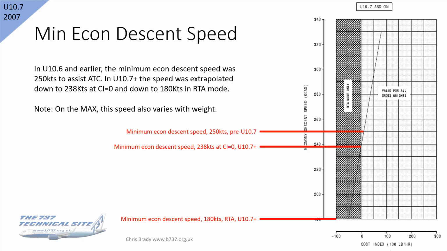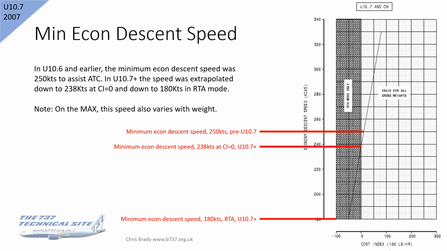The minimum econ descent speed has been reduced. Pre 10.7, the minimum econ descent speed was 250 knots, and this figure was selected to assist ATC, so as not to be too slow in the skies, and not to have ATC on your case. With 10.7, this speed was extrapolated down to 238 knots at cost index 0. And it can be further reduced down to 180 knots in RTA mode.